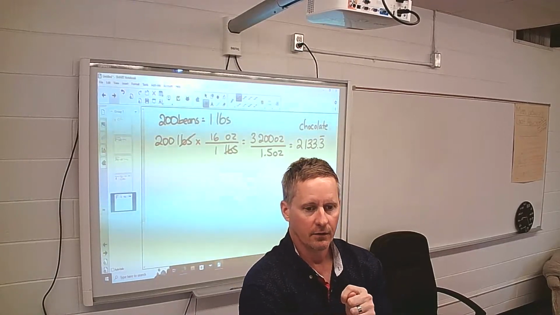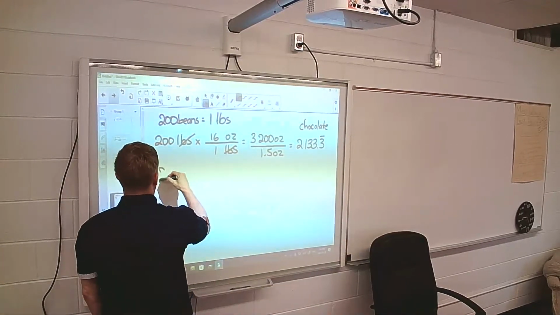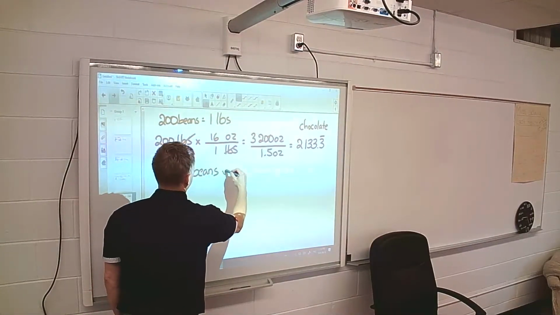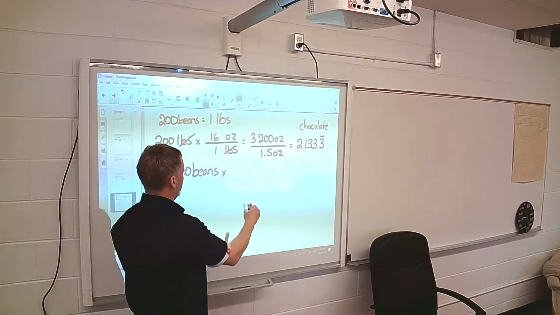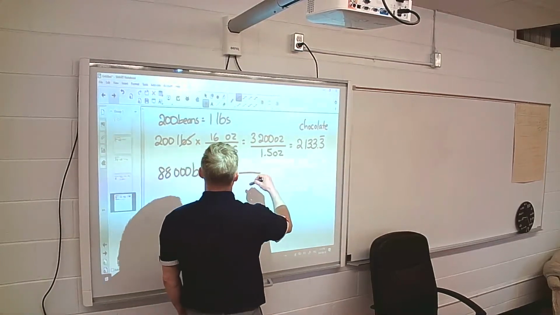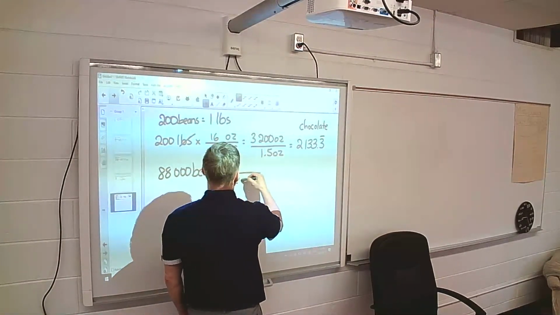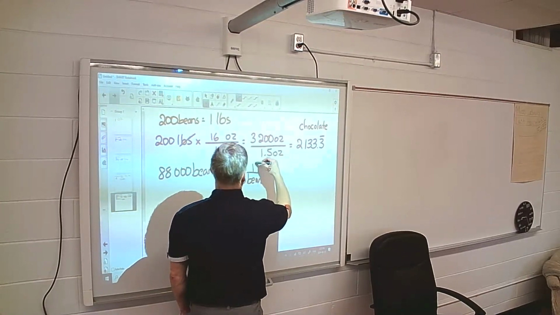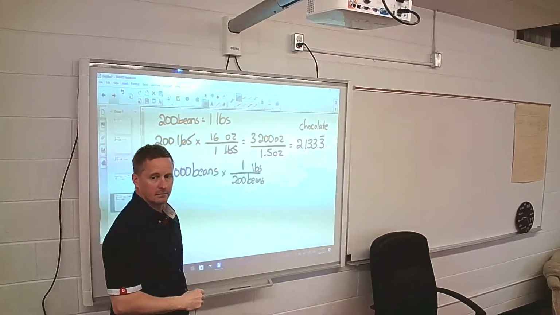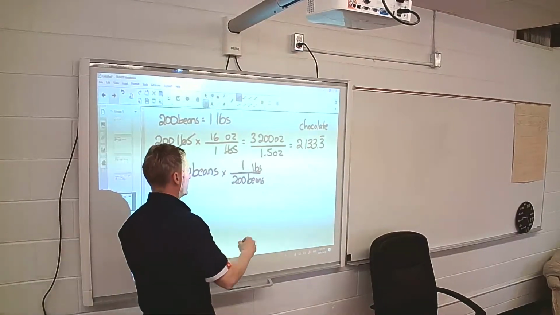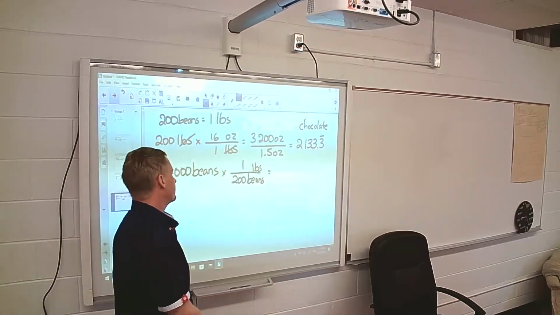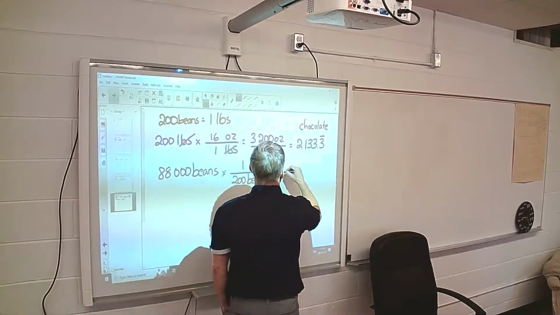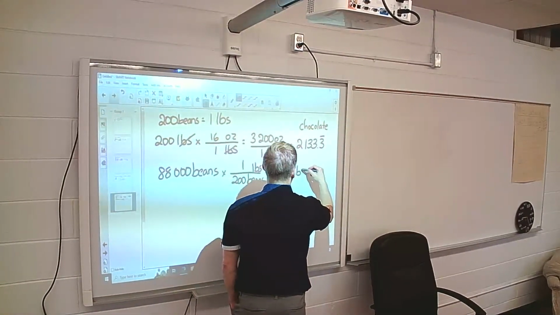Oh, so you convert it all to... Okay, so go ahead. Tell me what to do. 88,000 beans. What should I put, 200? Okay, so you want to get 200 beans, right, stored pounds, is 1 pound of chocolate, right? Okay, so let's do that. What's 88,000 divided by 200? 440 pounds of chocolate.